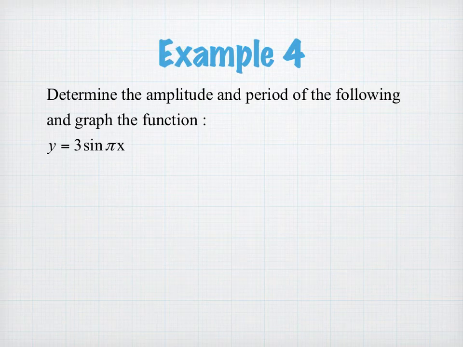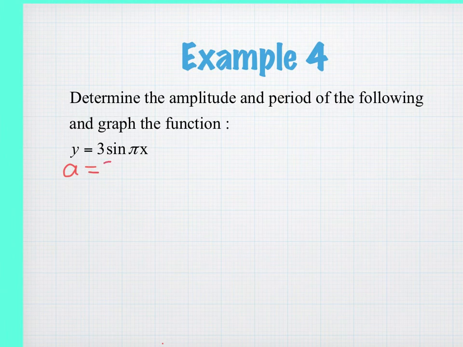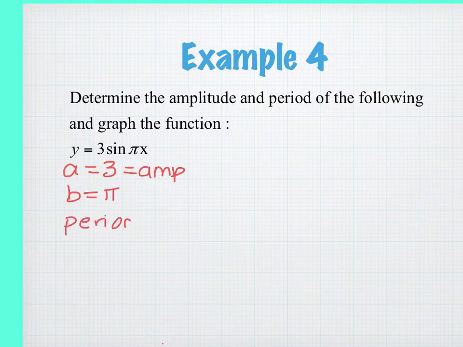All right, so example 4 just says, find the amplitude and the period of the following and then graph the function. So this is directly related to what you just asked. My A is going to be 3, which is my amplitude. But my B is actually pi this time. So when I find the period, it's 2 pi over pi. And the pi's cancel out and I just get 2. So if pi is part of your B, you're just going to get a number without pi.